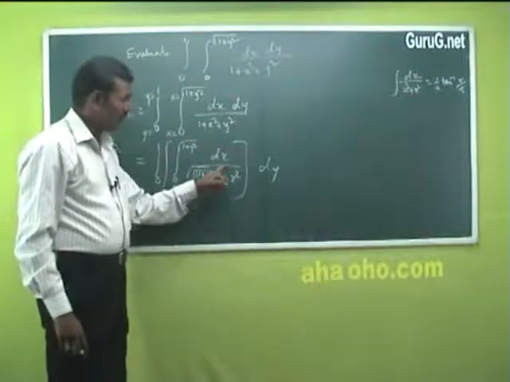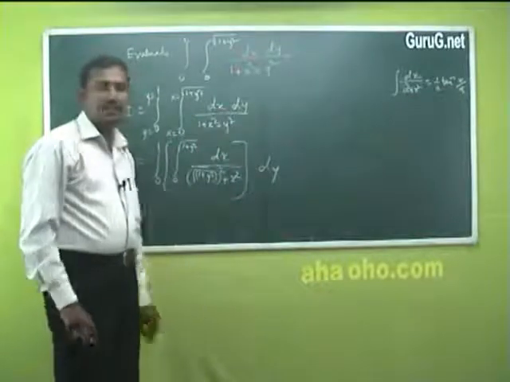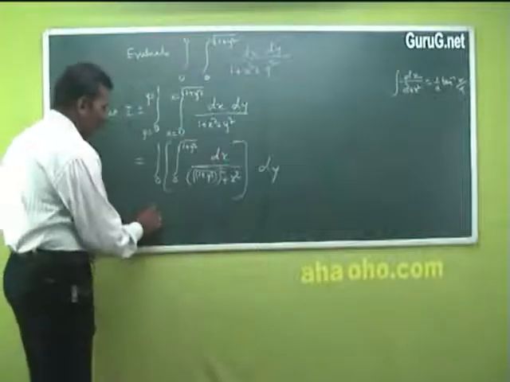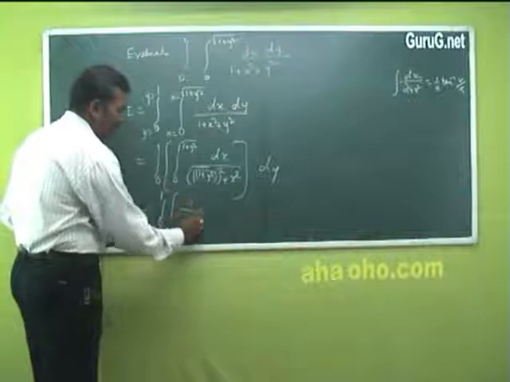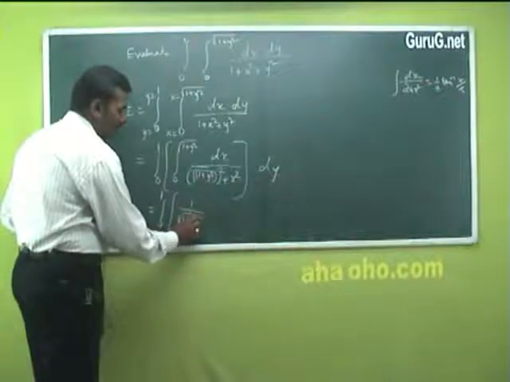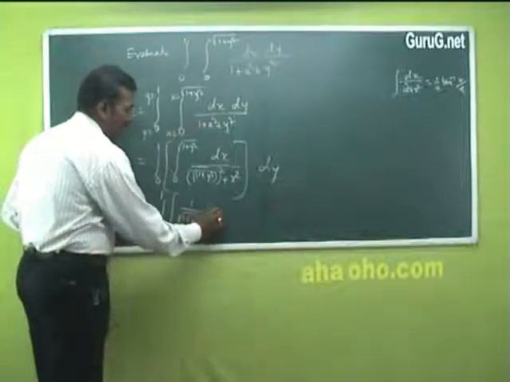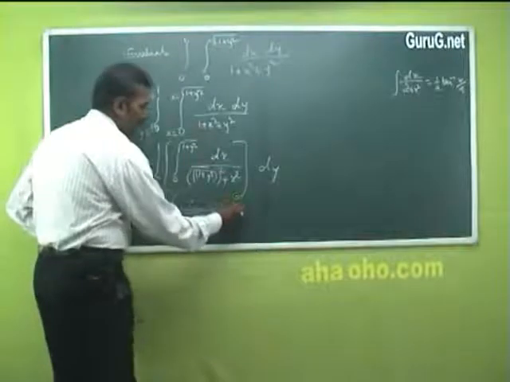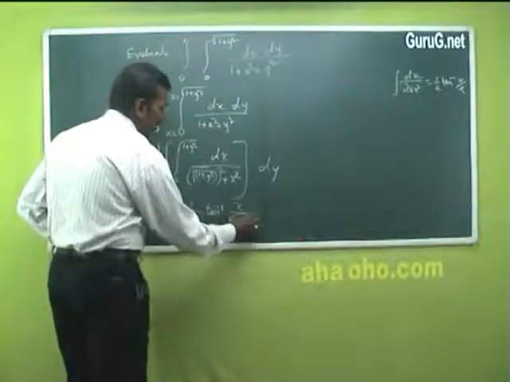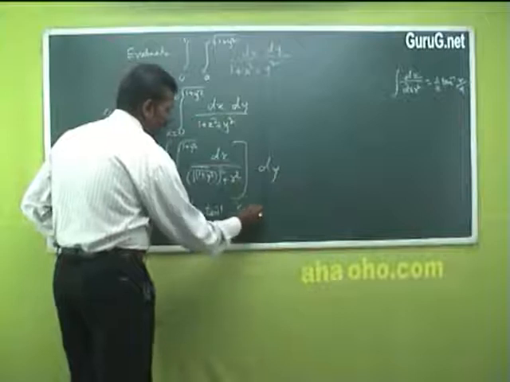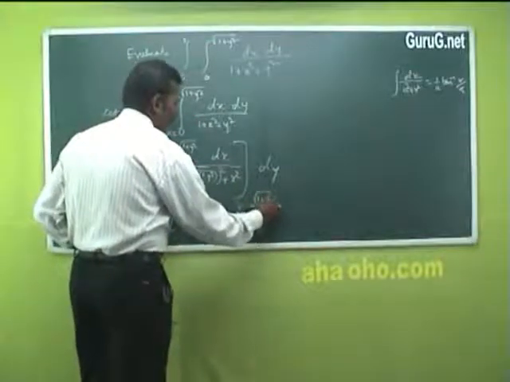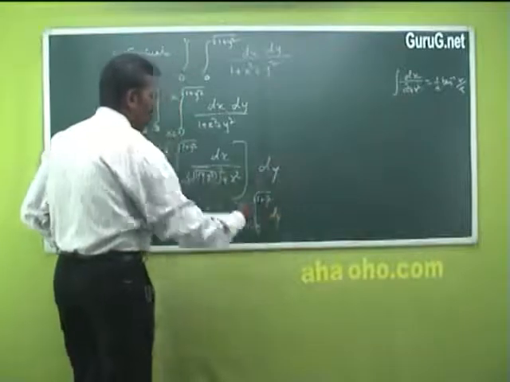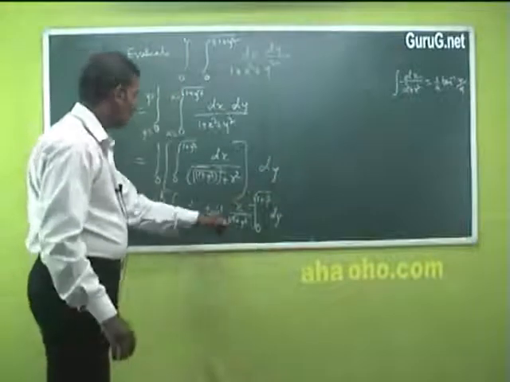So it is of the form integral dx by a square plus x square equals 1 by a into tan inverse of x by a. So here a is root of 1 plus y squared, so 1 by root of 1 plus y squared into tan inverse of x by root of 1 plus y square, with upper limit 0 to root of 1 plus y square, into dy. Right? Now we substitute the upper limit and lower limit.